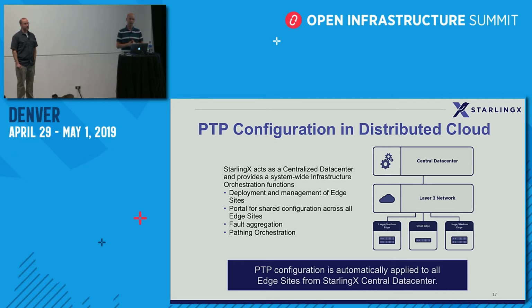Basically, if you have a distributed cloud in one building and another building, you just need to go to one web page, select that you would like to have PTP on all of your edge sites, and that's it. Everything is done automatically as well.